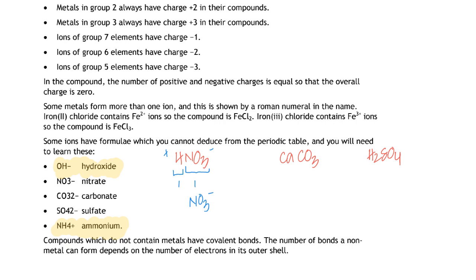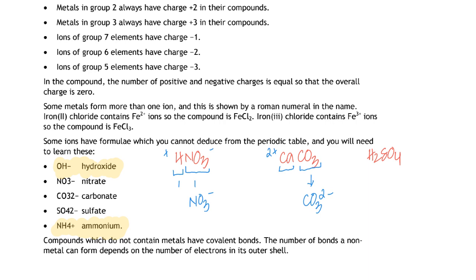Same with carbonate. Calcium is in group 2. I don't know the charge on carbonate, but group 2 means calcium has to be 2 plus. Carbonate, no idea, but it has to balance out calcium. There's only one calcium, so for that carbonate, the charge needs to be 2 minus. So it's a carbonate ion with a 2 minus.